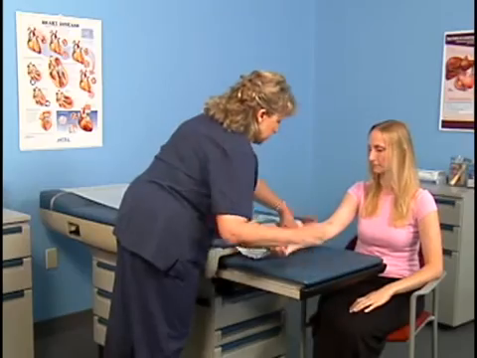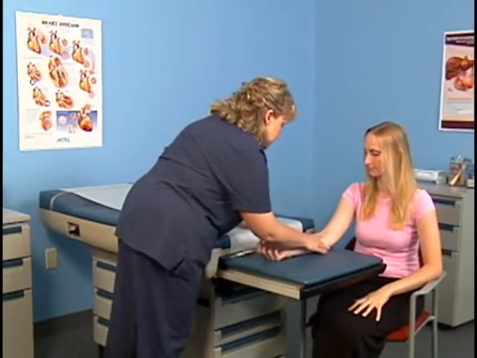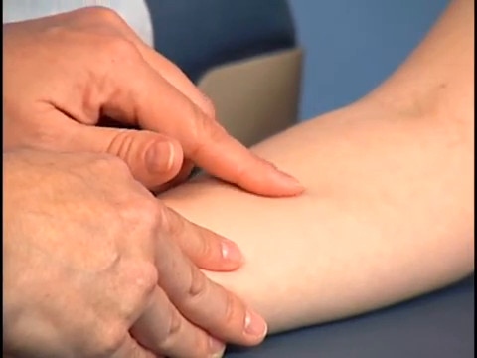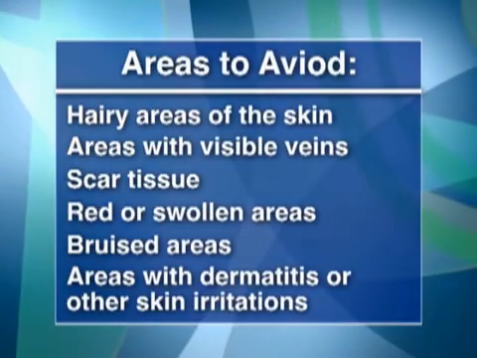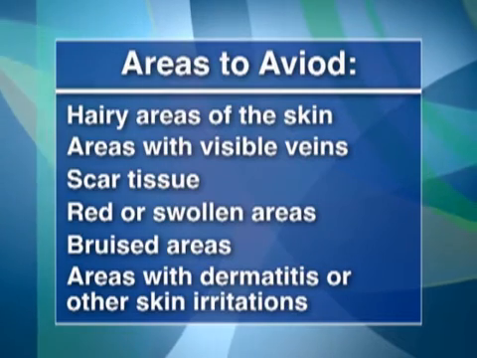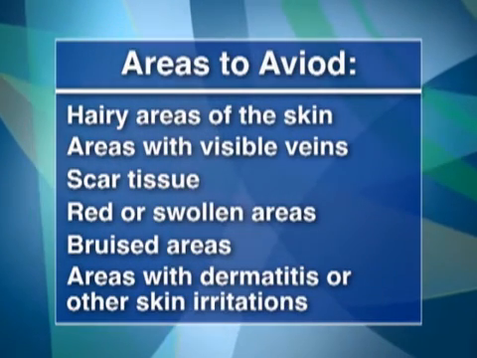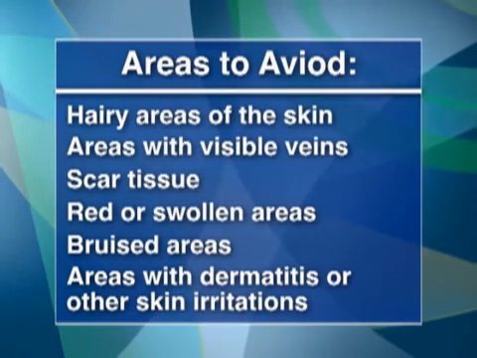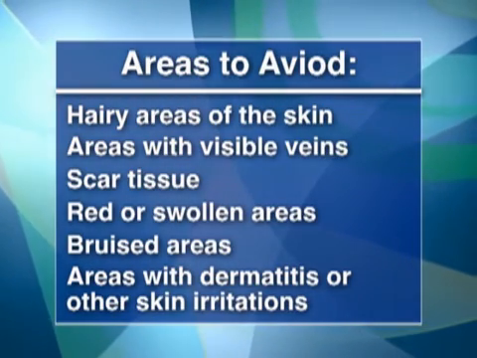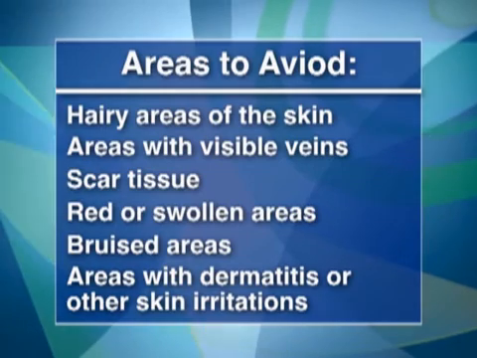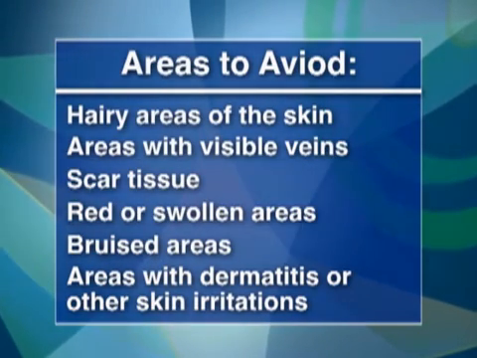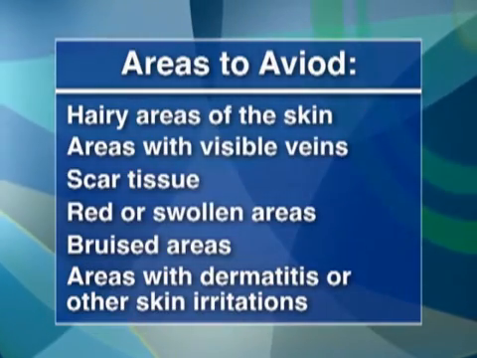Okay. Select an appropriate injection site. Use the anterior forearm approximately 4 inches below the bend in the elbow. Avoid hairy areas of the skin, areas with visible veins, scar tissue, red or swollen areas, bruised areas, and areas with dermatitis or other skin irritations. These areas make the test harder to perform and interfere with good visualization and palpation of the test reaction.